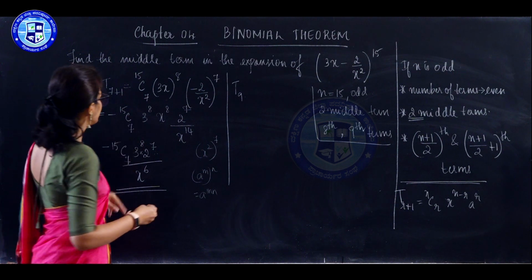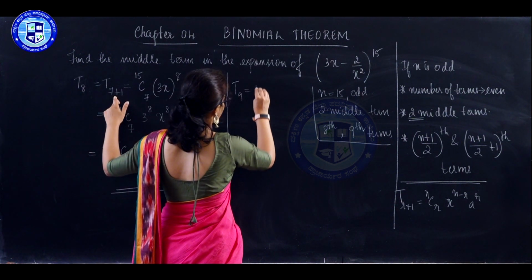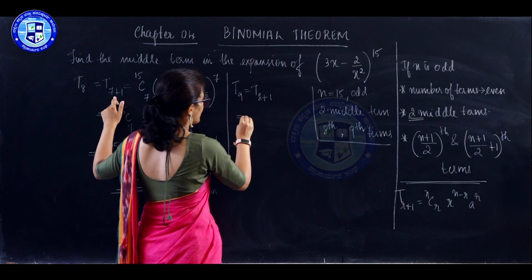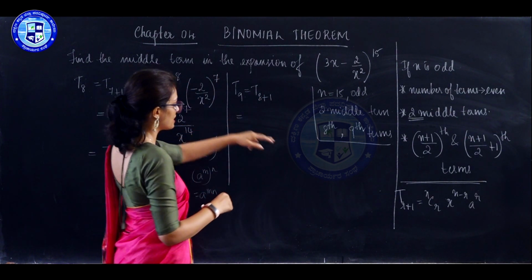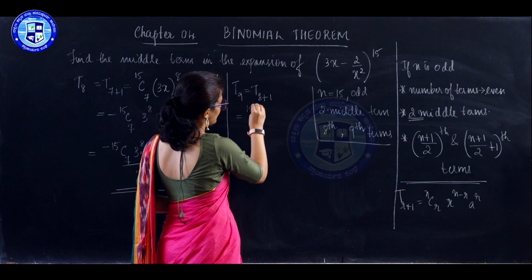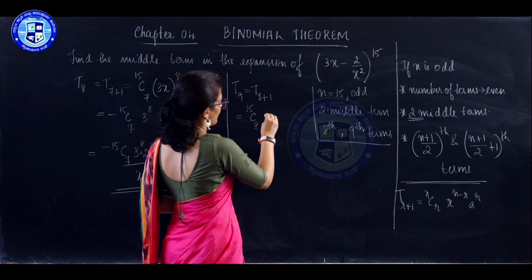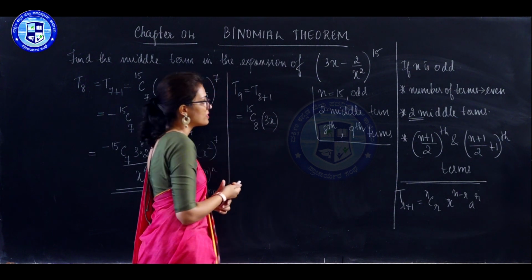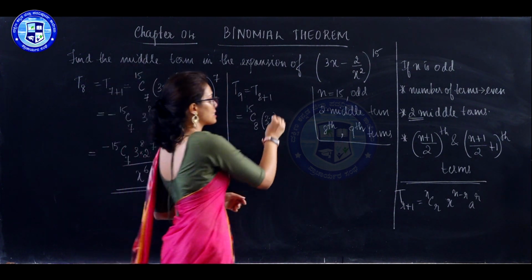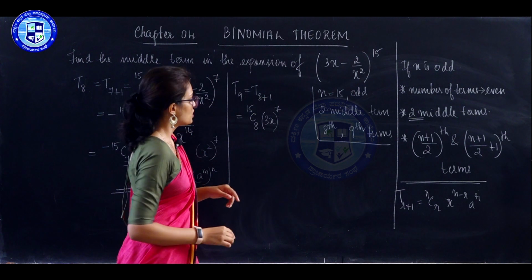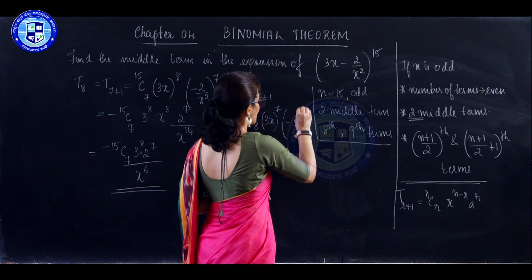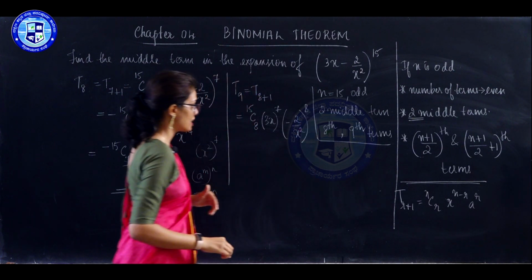Next, let us find the T9 term. T9 can be written as T8 plus 1, so r is 8. Let's try to write this in the general form: 15C8, in the place of x we have 3x, so (3x) to the power 15 minus 8, that will be 7, into (minus 2 by x square) to the power r, where r is 8.